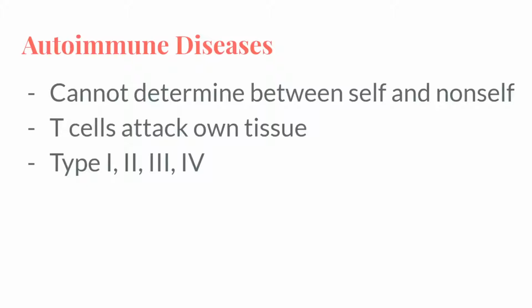A quick overview, autoimmune diseases are when we cannot determine between self and non-self, which is also known as self-tolerance. And that's when the T cells attack our own tissue because they become sensitized and they attack the antigens within our own body tissue. And there's type 1, 2, 3, and 4 autoimmune disorders.